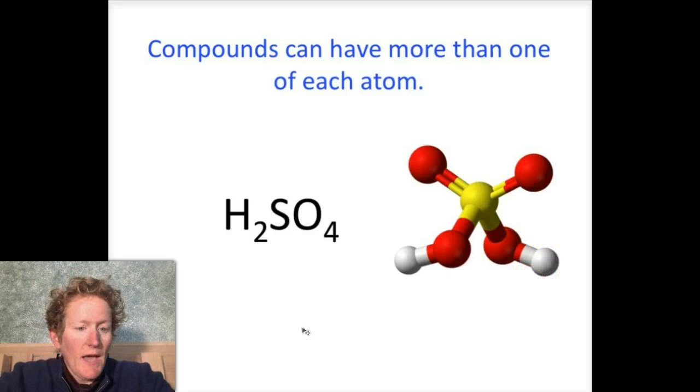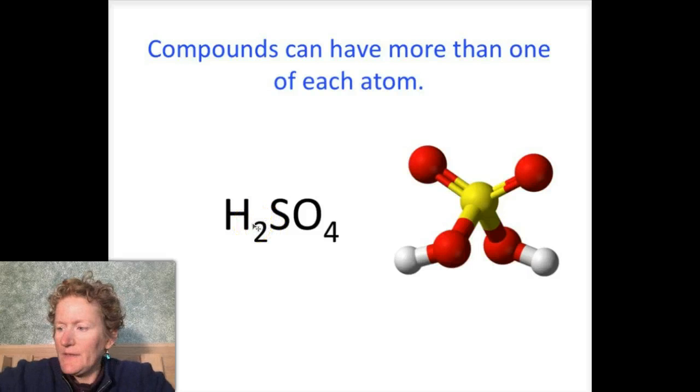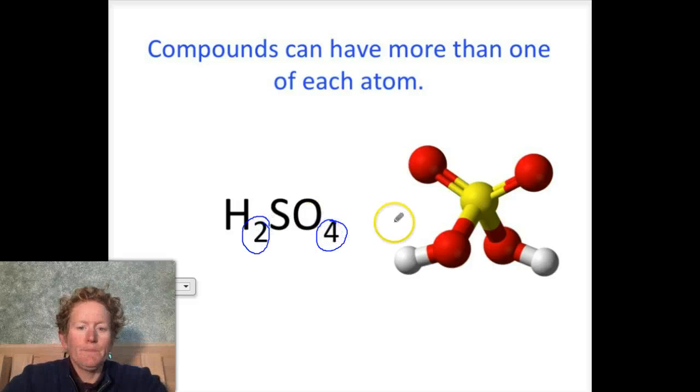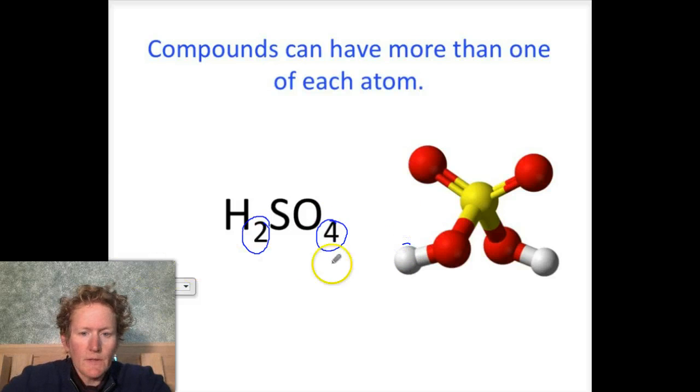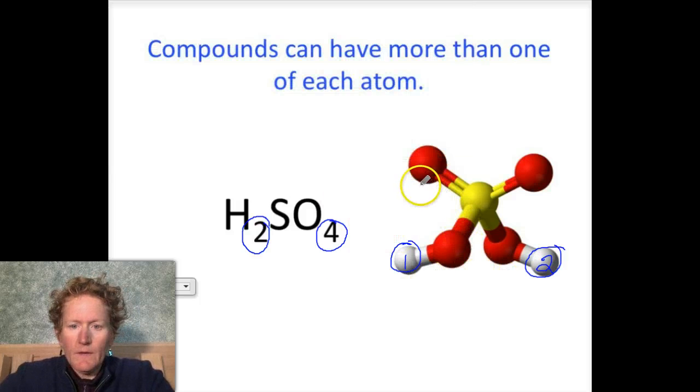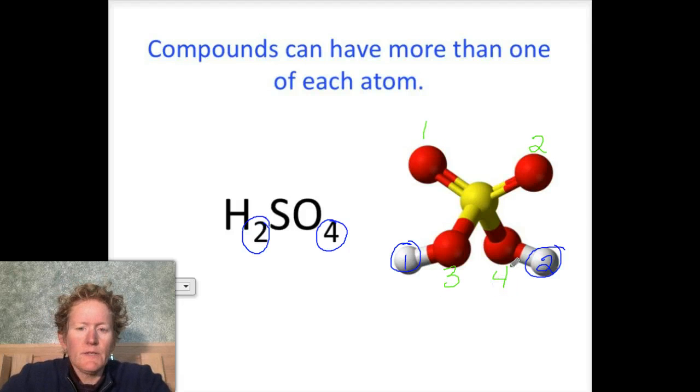How many of each atom is represented by the number here in the chemical formula? We can circle it here. So there's two hydrogens. One, two. And there are 1, 2, 3, 4 oxygen atoms. And then there's just one sulfur.